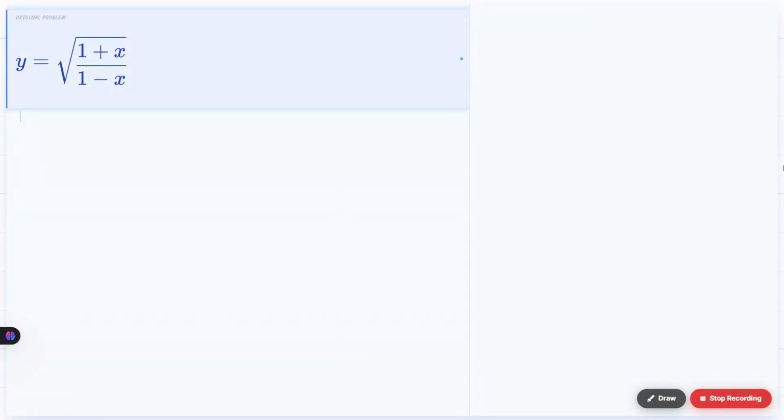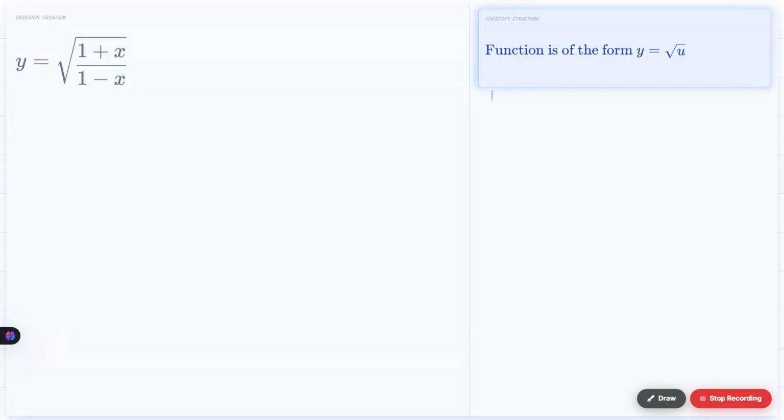We look at the problem y equals the square root of (1 plus x) divided by (1 minus x). We do this to see our starting point. This is the math sentence we need to solve. We identify that the function is the square root of something. We do this to see how the parts are put together.